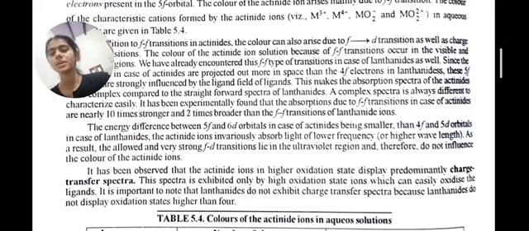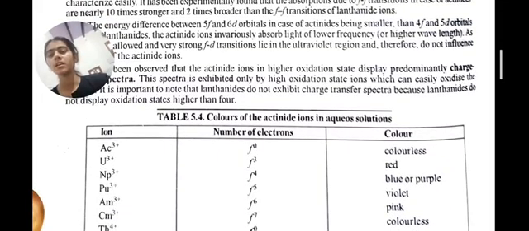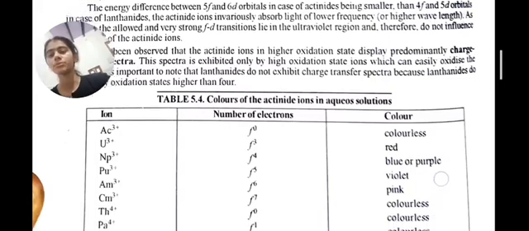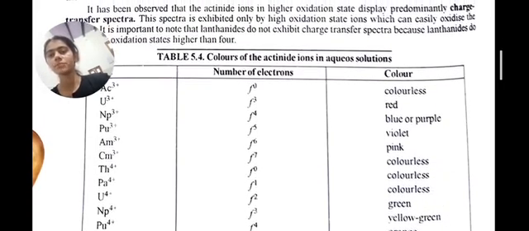It has been observed that actinide ions in higher oxidation states display predominantly charge transfer spectra. This spectrum is exhibited only by high oxidation state ions which can easily oxidize the ligands. It is important to note that lanthanides do not exhibit charge transfer spectra because lanthanides do not display oxidation states higher than 4. Here are the colors of the metal ions of the actinide series.